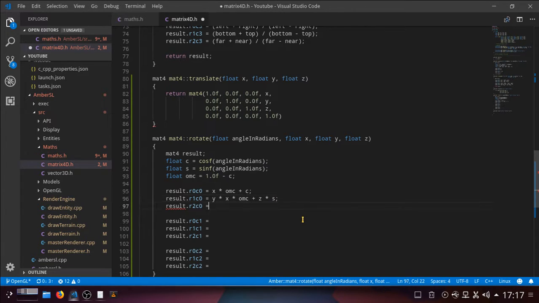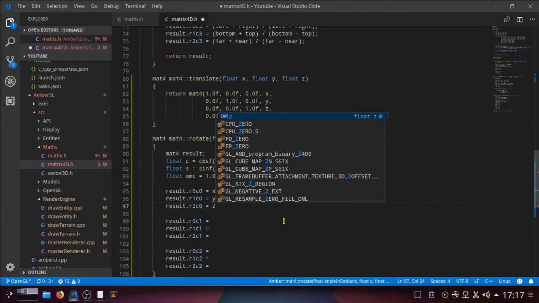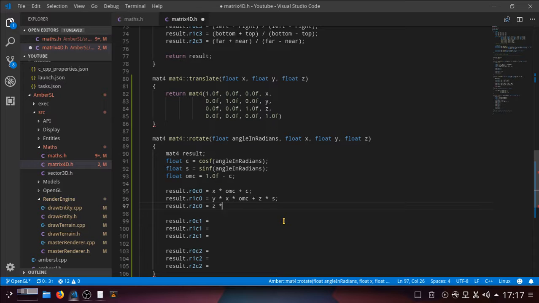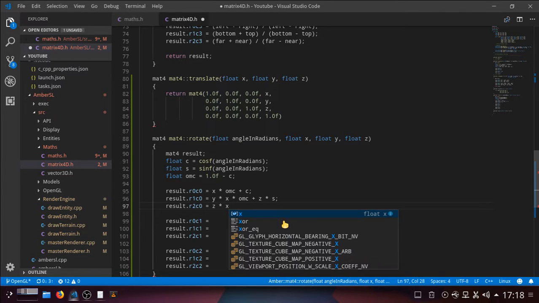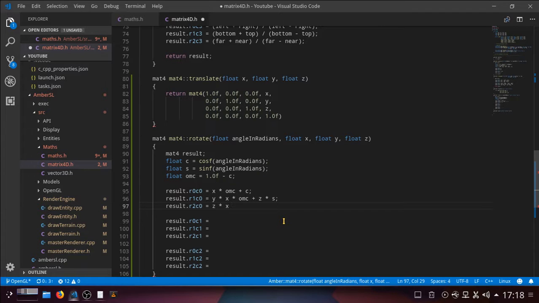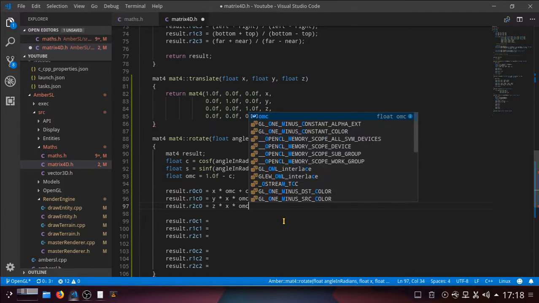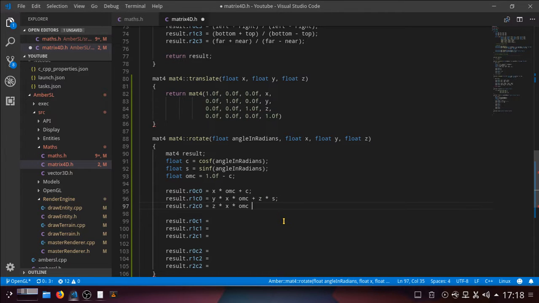And the last one for this area is z. Obviously it starts with z. I think you worked that bit out. And then it's times x again, times your x by your OMC. Always do x times OMC in this part. And the constant value here is the one we haven't used, which is y, and that is just times the sine to get your circle. There we go. Lovely. That's got our circle going there.